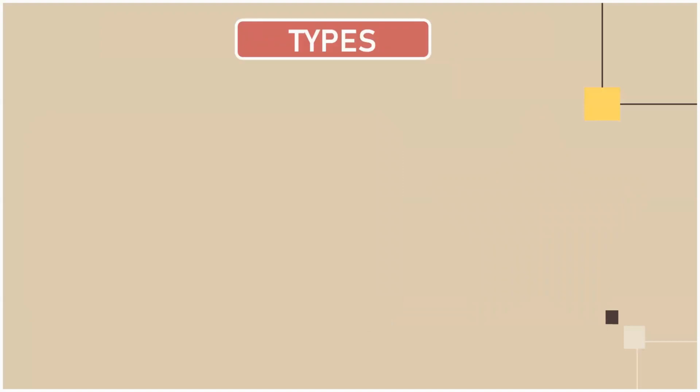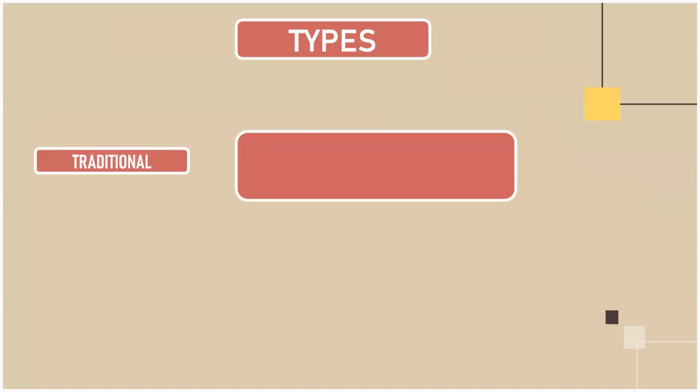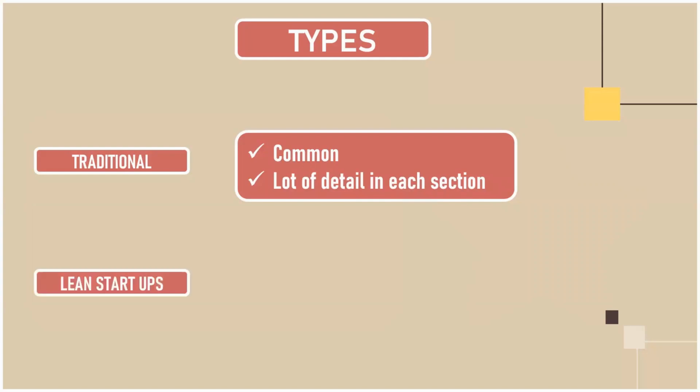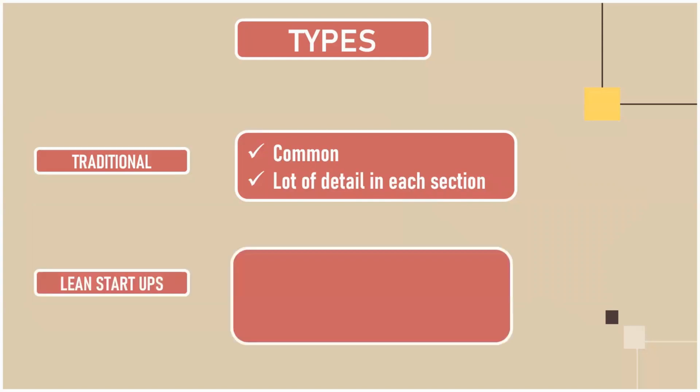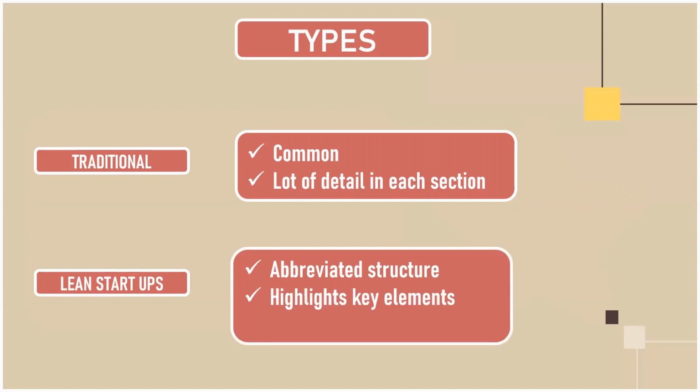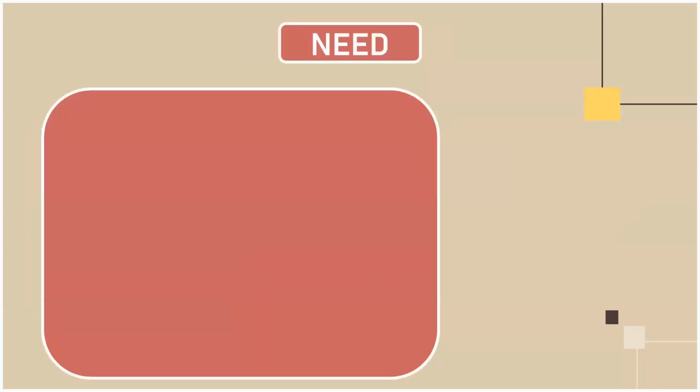So having said about the budget, let us now move on to the different types of business plans. So the different types could be the traditional business plan, which is very common because a lot of detailing is included in each section. The lean startups, on the other hand, follow an abbreviated structure, and it highlights the key elements, no doubt, but it lacks detail. So the investors may not get proper information from the lean startups, but if they want additional information, they can always seek it from the startups, or they can seek information from the particular businesses.